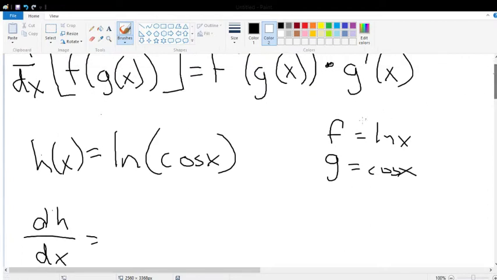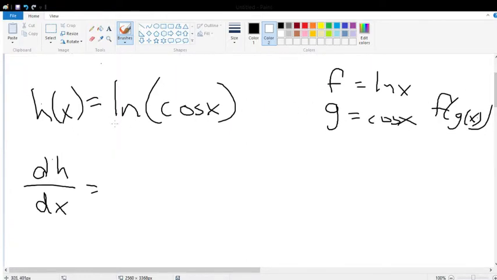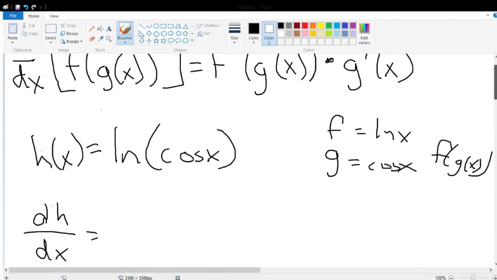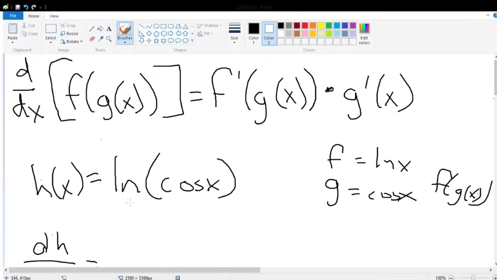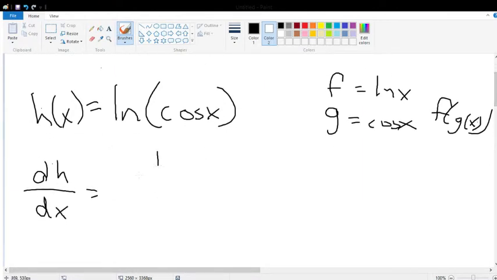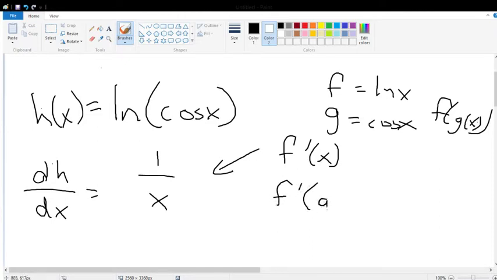Since this is a composition function, we use the chain rule. So take the derivative of the outside function and then evaluate it at the interior function. What's the derivative of natural log of x? That's one of the ones I gave to you. That's 1 over x. So this would be f prime of x. But we don't want f prime of x. We want f prime evaluated at g of x. That's what our chain rule tells us.